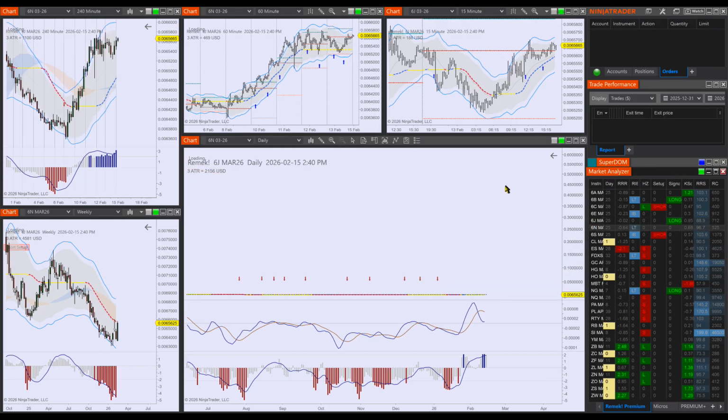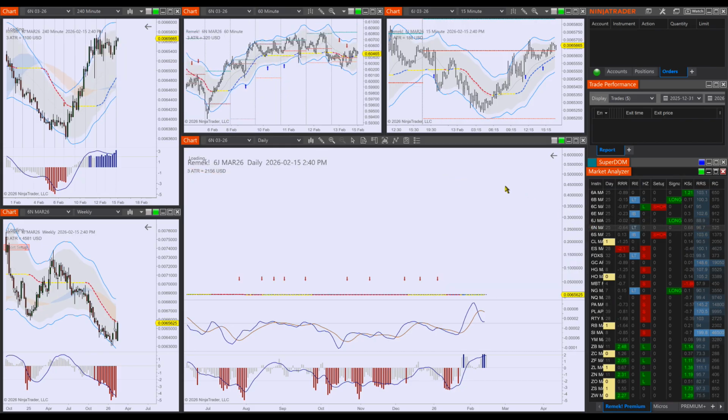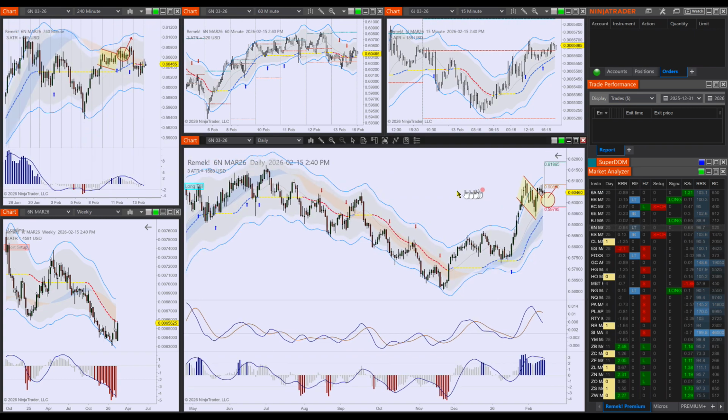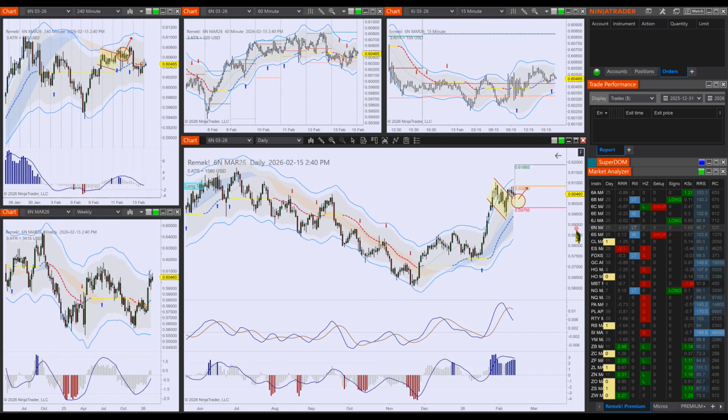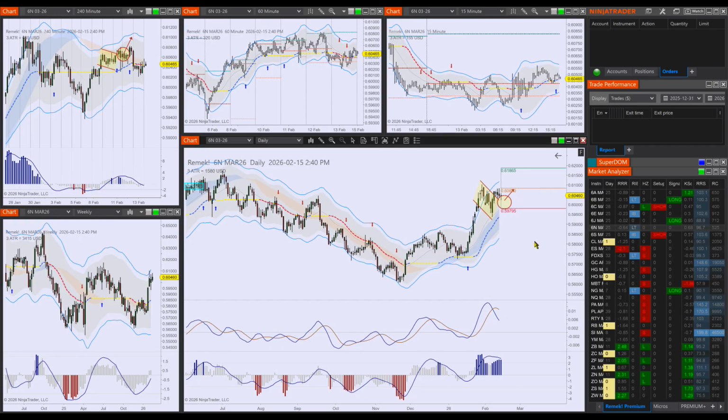Okay, another great setup on the New Zealand dollar here, long setup. Now remember, this is all basically the same trade against the USD, so don't pile up risk in the same direction. Okay, let's move on to some other markets here.